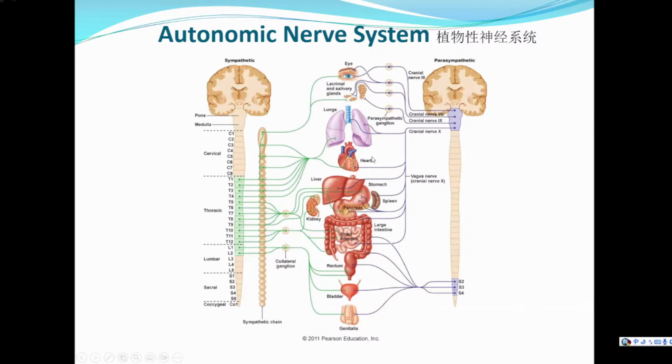Here is the autonomic system. We mainly have the sympathetic chain and the parasympathetic nerves, mainly the tenth cranial nerve, the vagus nerve, to control all the internal organs.